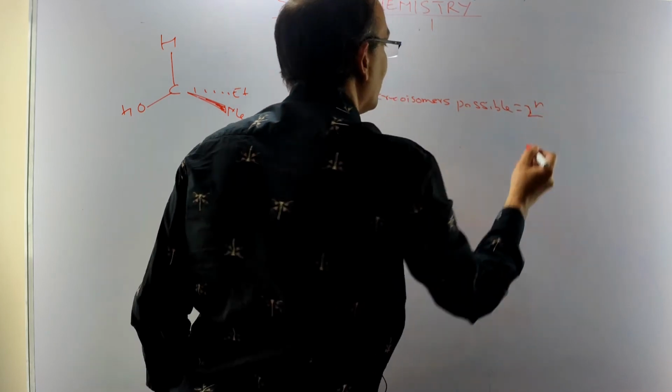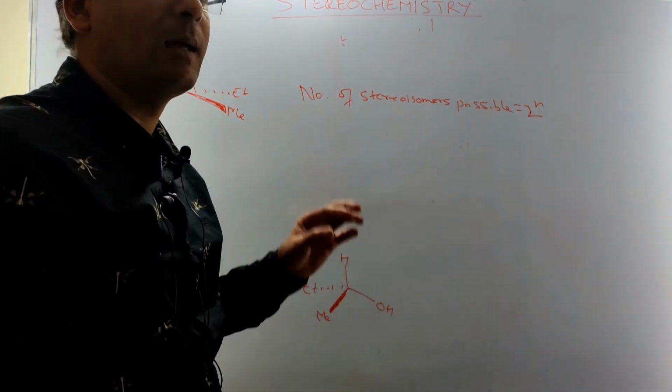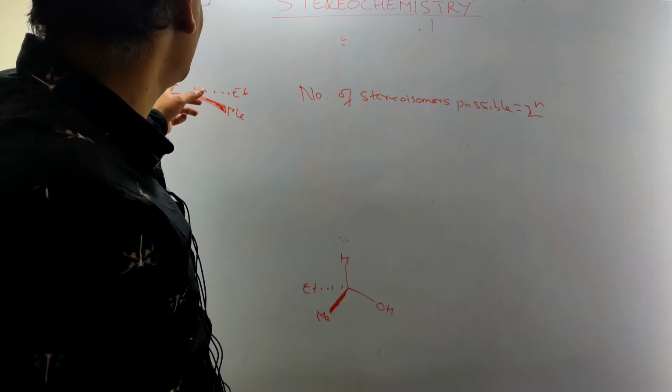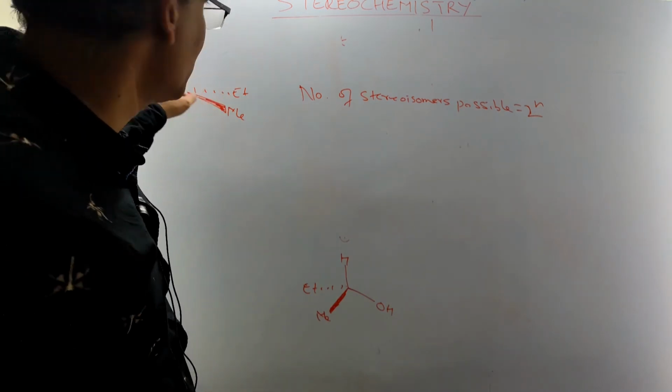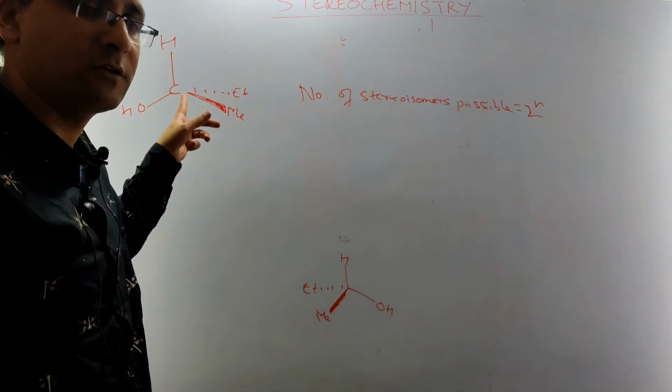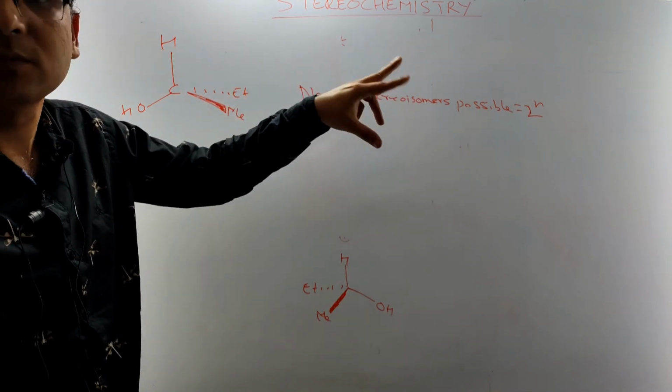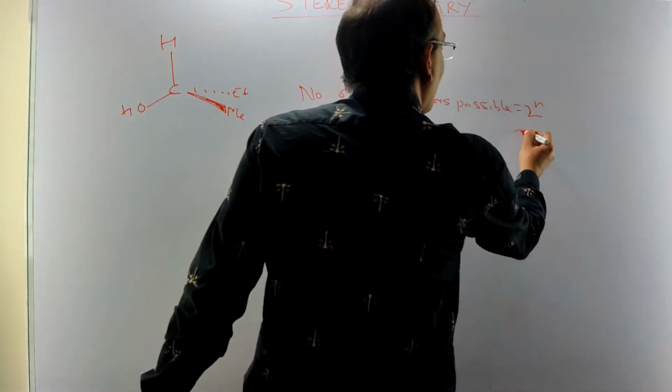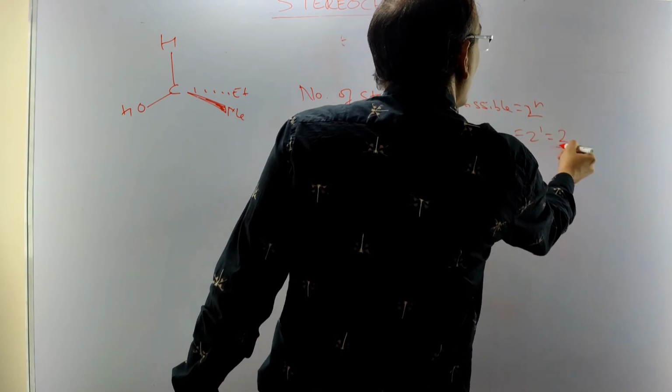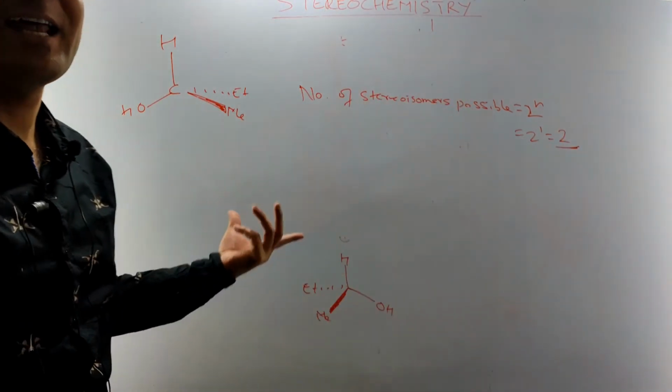2 to the power n, where n is the number of chiral centers. In this molecule there is one chiral center, that means one carbon where all four substituents are different. So the number of possible stereoisomers is 2 to the power 1, which is 2. So it has a pair of enantiomers.